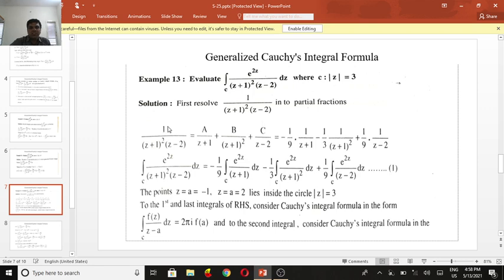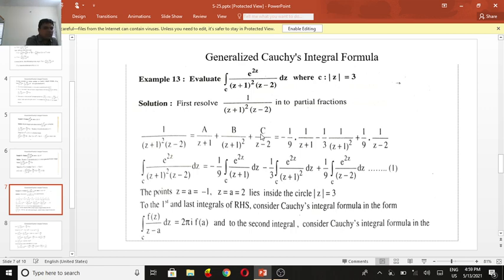Again we convert this into partial fractions: A by z plus 1 plus B by (z plus 1) whole square plus C by z minus 2. Here A, B, C are unknowns to be found using partial fractions. First we multiply by the denominator (z plus 1) whole square (z minus 2), giving A times (z minus 2)(z plus 1) plus B times (z minus 2) plus C times (z plus 1) whole square. By a suitable substitution, put z equal to minus 1 and we get B; put z equal to 2 and we get C.